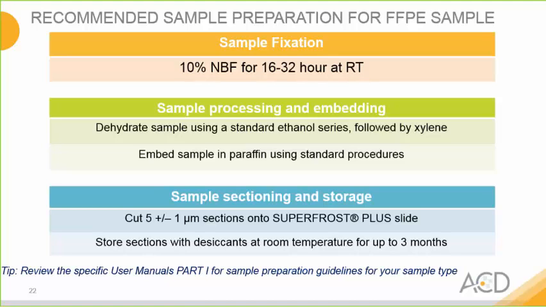Shown here is an example of FFPE samples. These are formalin fixed and paraffin embedded. For fixation and storage, you fix samples in 10% NBF for 16 to 32 hours at room temperature. The samples are then processed, going through a dehydration series, followed by xylene, and are then embedded in paraffin using standard procedures. The recommended section size is 5 micron onto SuperFrost Plus slides. For storage, we recommend storing sections with desiccants at room temperature for up to 3 months.